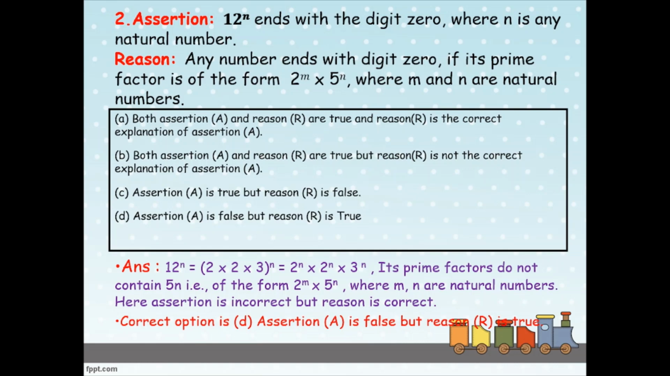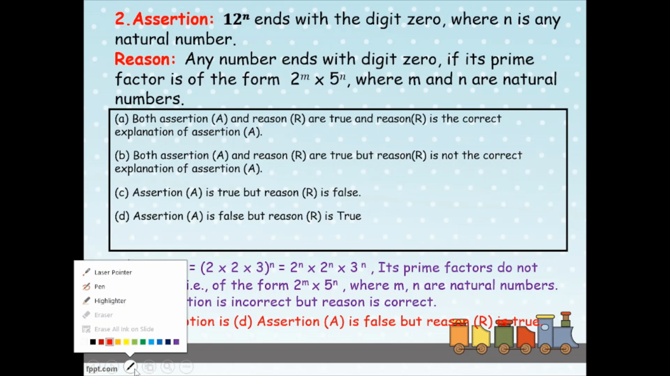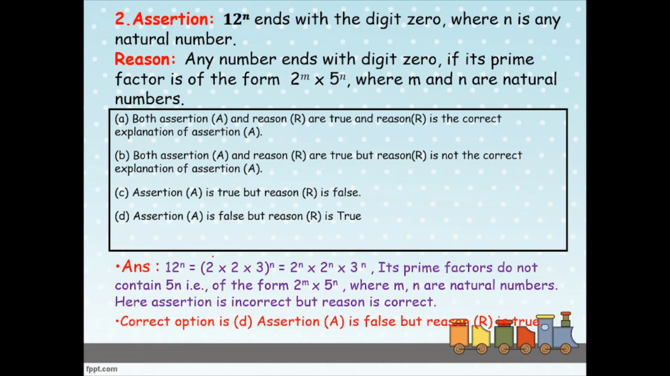12 power n. So according to FTA, what we do, we just find the factors of 12. Factors of 12 is 2 into 2 into 3. So I can understand there is no 5. If only I have 5, I can take this 2 into 5 as 10. When it is multiplied by 10, obviously it ends with 0. So as there is no 5 present in this product, 12 power n, for whatever natural number may be the power, it doesn't end with 0. As they declare it ends with 0, assertion is a false statement. Only reason is true. If any one is false, we go for either option C or D. As assertion is false, select option D.